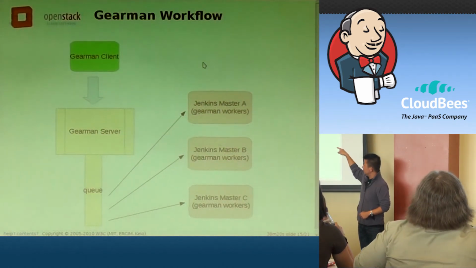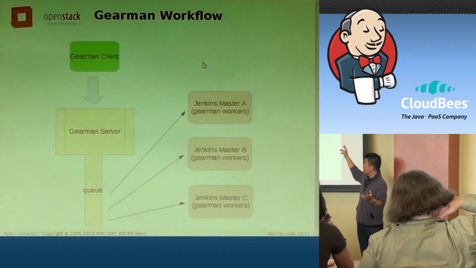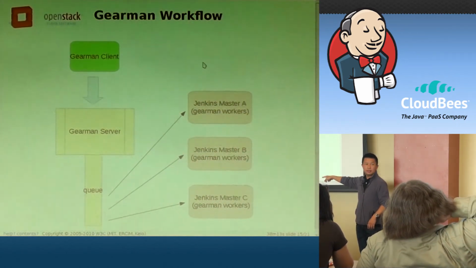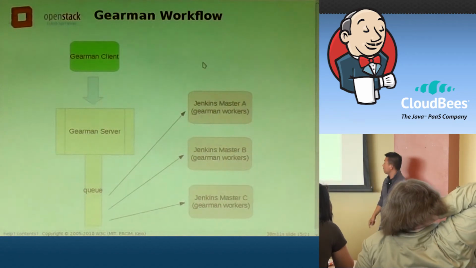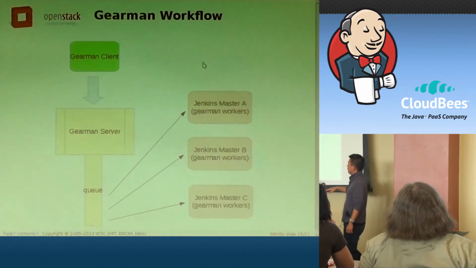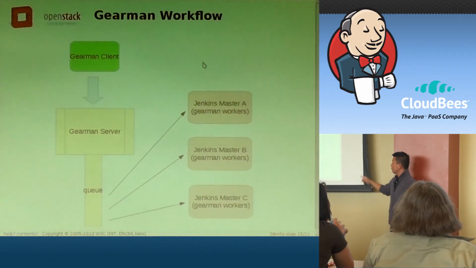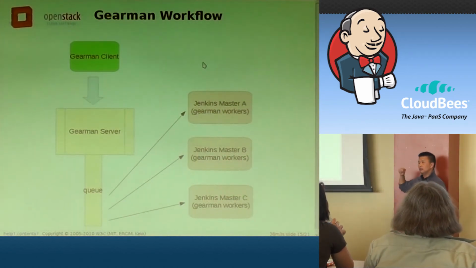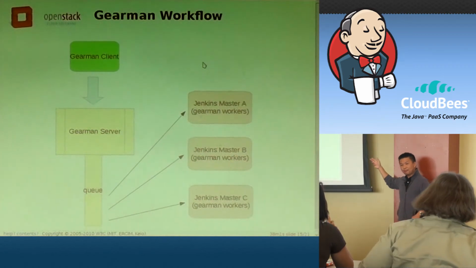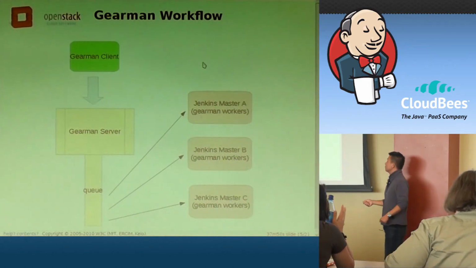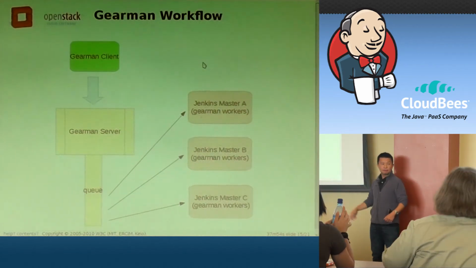This client sends a bunch of build jobs to the Gearman server. The Gearman server basically puts it in its queue. And then we have over here the Gearman workers. The Gearman workers work as a plugin to the Jenkins master. So you install it as a plugin, and then it runs.